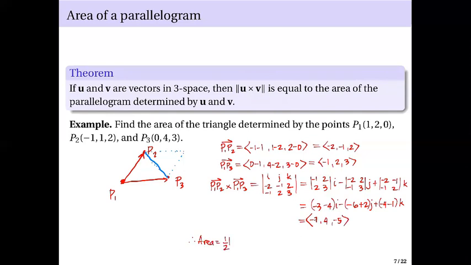it's 1/2 the norm of that P1, P2 cross P1, P3. So we calculate the norm. This is equal to 1/2 square root of negative 7 quantity squared plus 4 squared plus negative 5 squared.